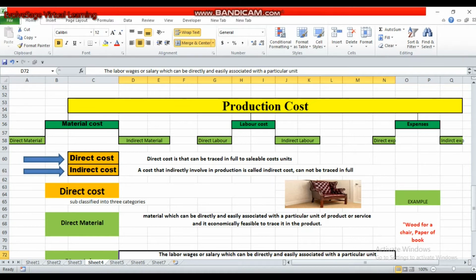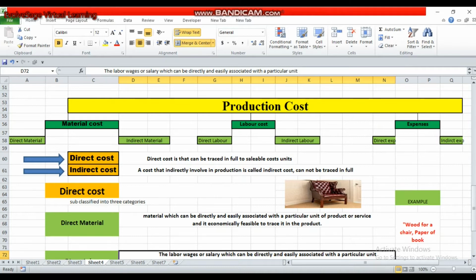Okay, let me repeat what I said here. If it is feasible for us to measure the quantity and cost that has been consumed in a single product, then that cost of the product will be called direct cost. That means it is the major part of the cost consumed during the production process. It is easily measurable and easily quantifiable.